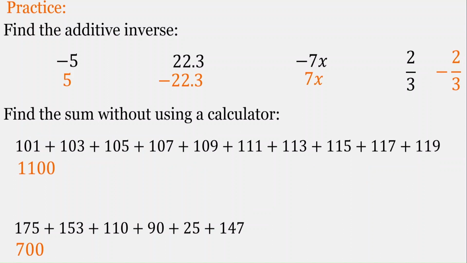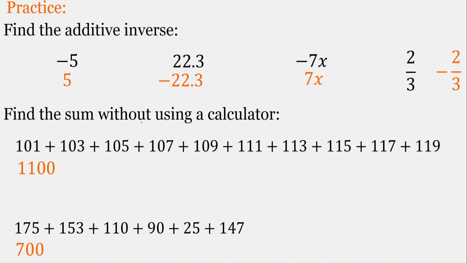So here are our additive inverses for these 4 problems. For negative 5, it's 5. 22.3 is negative 22.3. Negative 7x, the additive inverse is 7x. And 2/3, the additive inverse is negative 2/3. If we add any of these pairs together, the result is 0.